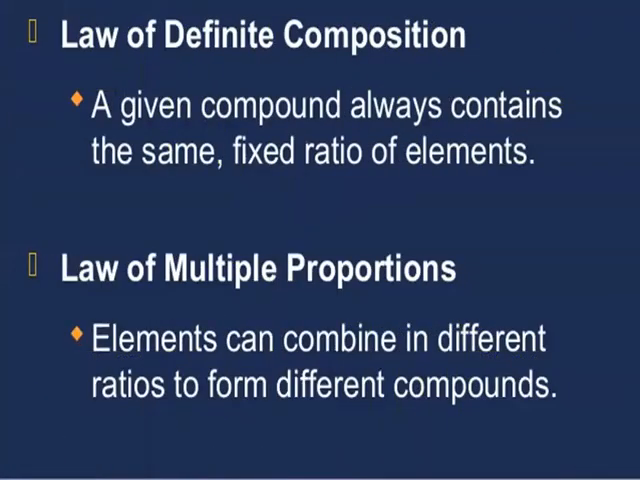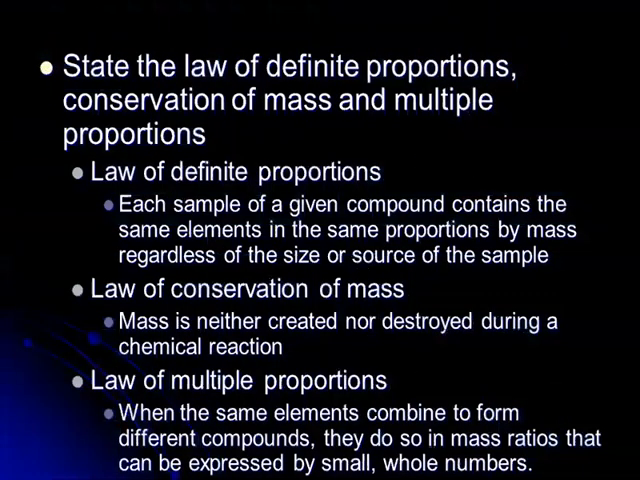So today we discussed the law of definite composition or proportion, where a given compound always contains the same fixed ratio of elements, and the law of multiple proportions, where elements can combine in different ratios to form different compounds. So if we have to state the law of definite proportions, law of conservation of mass, and law of multiple proportions, we can say that each sample of a given compound contains the same elements in the same proportions by mass, regardless of the size or source of the sample. Then this proves the law of definite proportions.